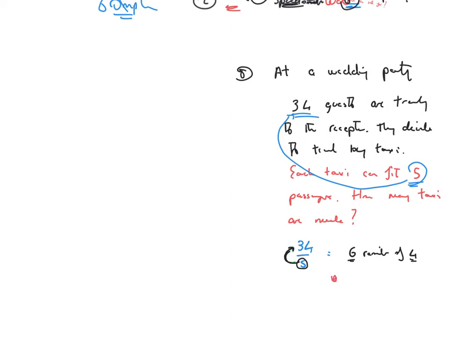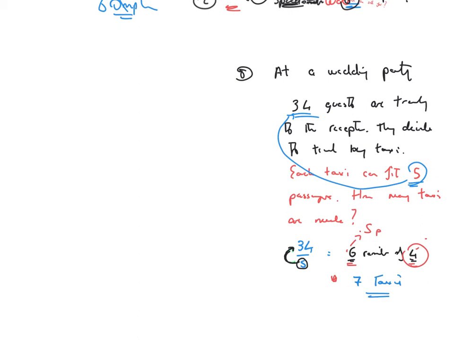So in essence, what does that mean? That means we'll need 6 taxis, and then we'll need another 1 taxi. These 6 taxis will have 5 passengers, and that will be your 30 guests. But then we'll need 1 extra taxi to take the 4 extra guests at the end, so that would be 7 taxis in total.